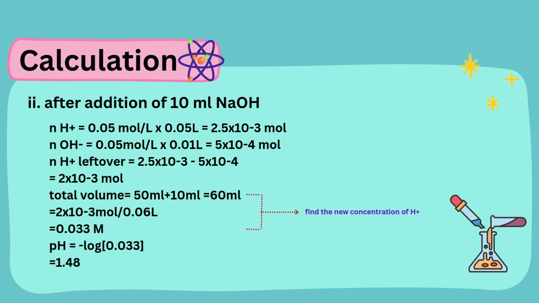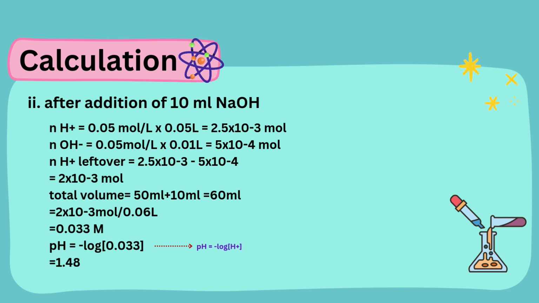Next, find the new concentration of H+. Total volume equals 50 milliliters plus 10 milliliters equals 60 milliliters. The concentration equals 2 times 10 to the power of -3 moles divided by 0.06 liters equals 0.033 M. Lastly, calculate the new pH. Using the formula pH equals negative log of H+, we calculate the pH as 1.48.